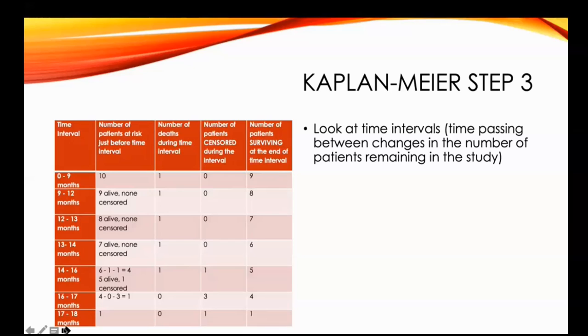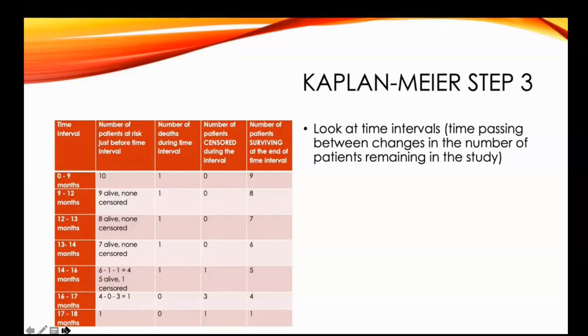At the beginning of that time interval, there are 10 patients at risk. And then during that time interval from 0 to 9 months, there is 1 death because patient number 6 has an event at 9 months, and no patients are censored. So at the end of the time interval, there are 9 patients surviving.